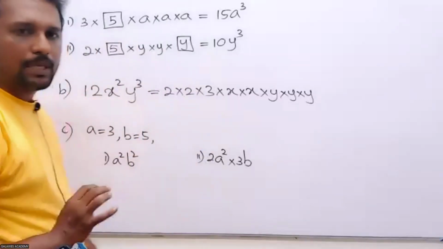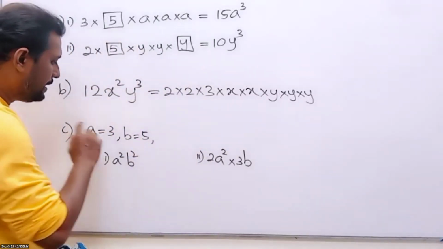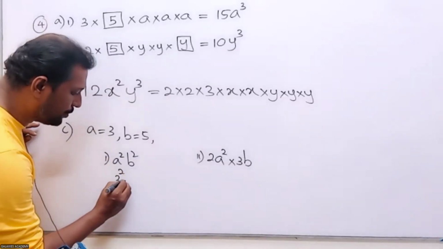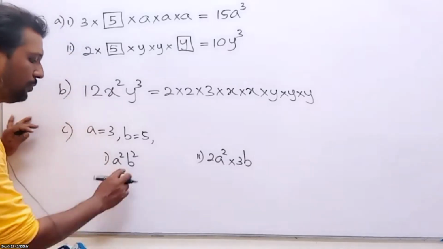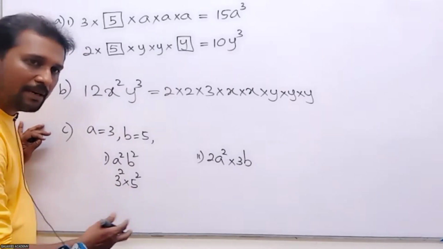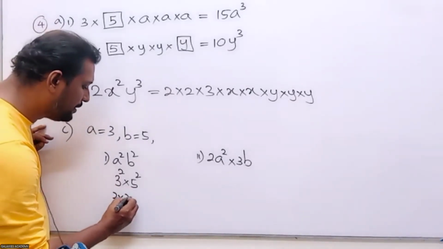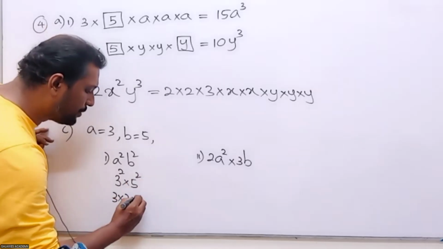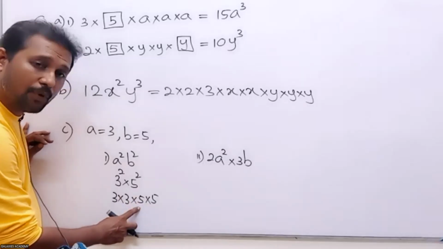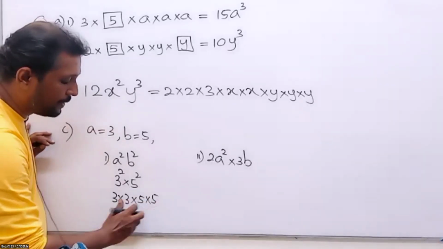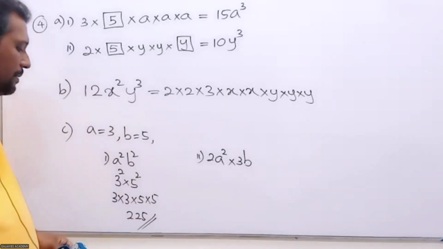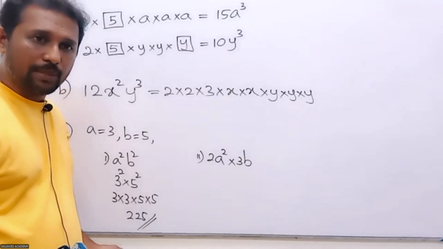Let's go to check the values. You can substitute the given values. A equals 3, so A to the power 2, I can write 3 to the power 2, multiply B to the power 2. B is equal to 5, 5 to the power 2. Now you can write the expanded form. 3 to the power 2 means 3 multiply 3. 5 to the power 2 is 5 multiply 5. 3 times 3, 9. 9 times 5, 45. 45 times 5, 225. So the Roman number 1 answer is 225.